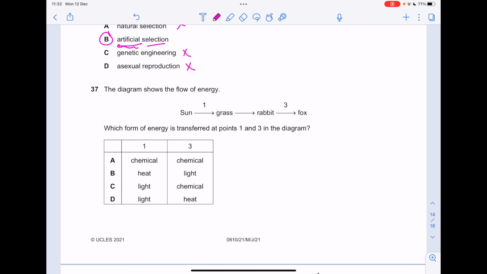37. The diagram shows the flow of energy. Which form of energy is transferred at points 1 and 3 in the diagram? So remember, the sun gives off light energy to the grass so it can photosynthesize. And then as that energy moves through the grass and the rabbit, it's locked up as chemical energy, which the fox then consumes. C.